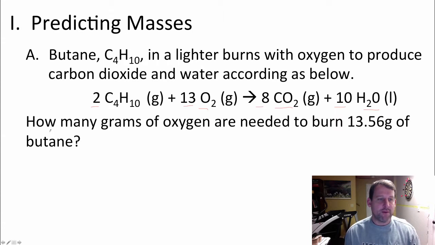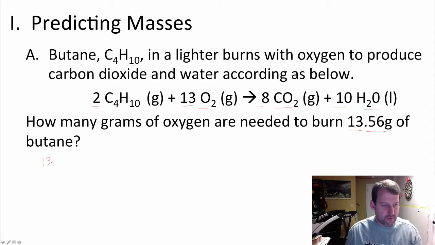All right, so now we're going to figure out, we have 13.56 grams of butane in our lighter, and we're trying to figure out how much oxygen we need to use up all that butane. Well, we know we need 13 of them for every 2, but we have to first figure out how many butanes we have, because this is how heavy they are. So let's start with that first.